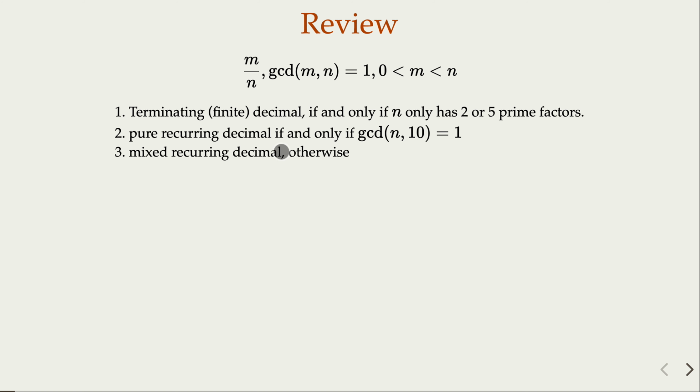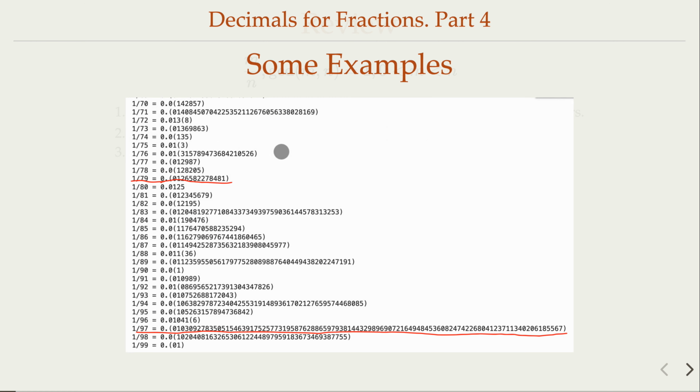Now, what is the period length? We're going to start with some examples. Here I have 1 over n from 70 to 99. Notice I highlighted 79 here. That has period length 13. And 97 has 96, a really long one, right? So that's just not consistent with the n value. So let's study what's going on here with another example.